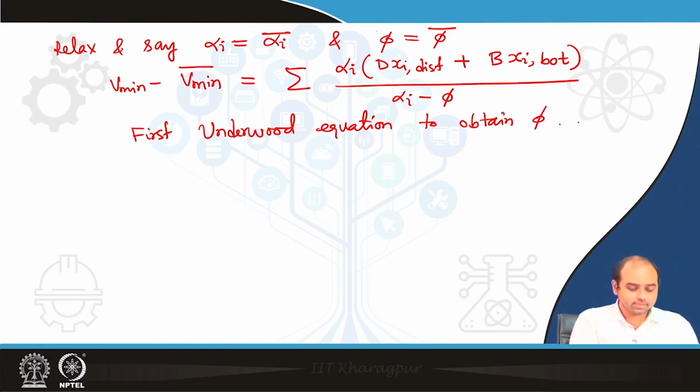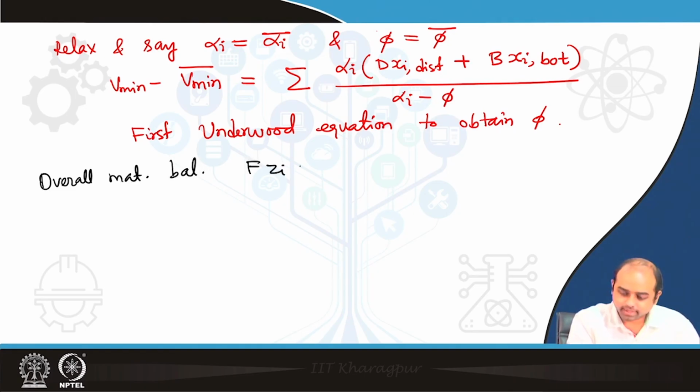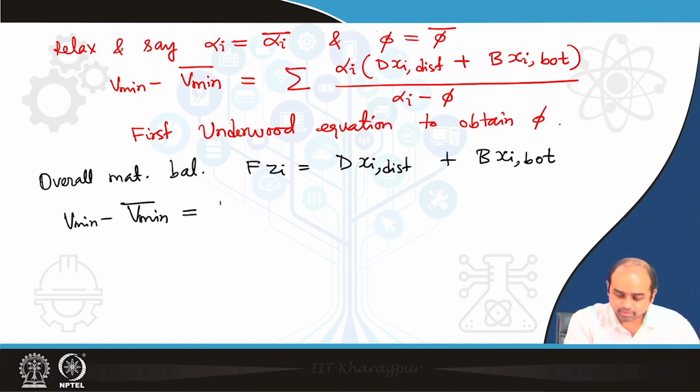And generally how do you obtain this V min minus V min bar? It is using the material balance. So let us say from overall material balance, we know that Fzi is equal to dxi at the top plus bxi at the bottom. This is something we know. So we can write V min minus V min bar is equal to, let us say, Vf, isn't it?